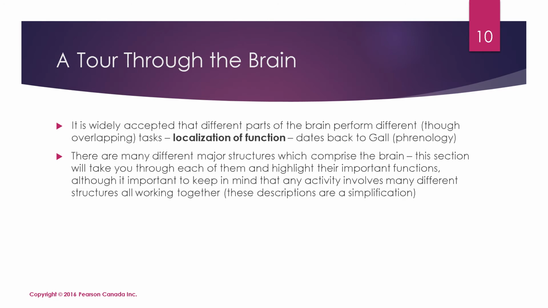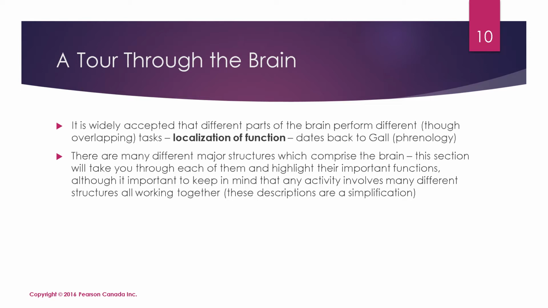So now it's time for us to take our tour through the brain. It's widely accepted that different parts of the brain perform different functions. They overlap at times, but we do have what I mentioned, I think honestly, maybe in the first chapter, if not the second, which is known as localization of function. And it dates back to attempts to determine what different brain areas do, which began with the theory of phrenology, so the bumps on your head, meaning things about the brain areas underneath them.